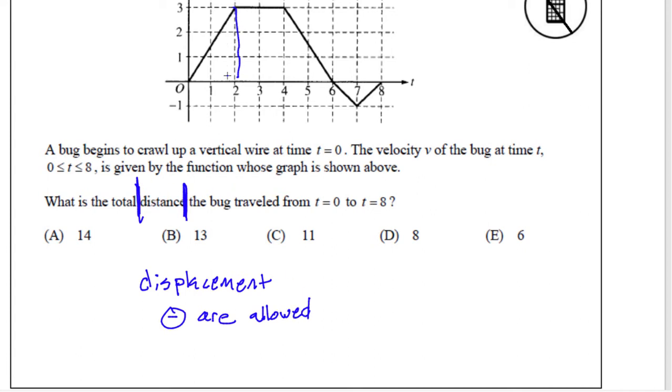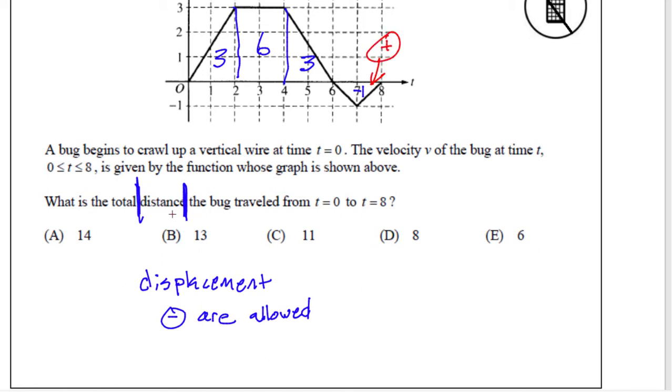You break this up. This is going to be 2 times 3, 6, divided by 2 because it's a triangle, that's 3. This trapezoid here is 2 by 3, 6. This triangle is the same thing, 3. This down here is going to be 2 by -1, which is -2, divide by 2, it's -1. But that -1 is now a positive 1. This thing is positive because we're talking about distance.